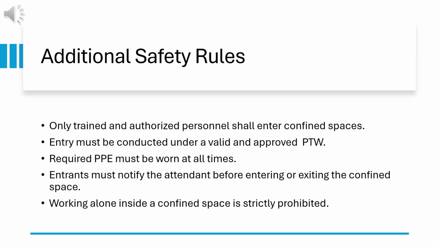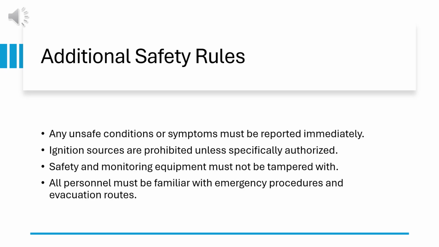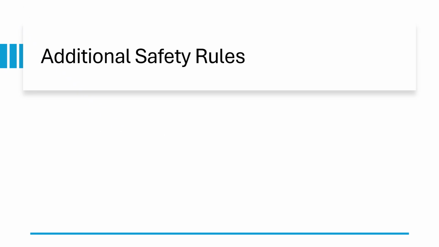Additional safety rules. Only trained and authorized personnel may enter a confined space. A valid permit is required at all times. Workers must wear the required personal protective equipment. Entrants must report to the attendant before entering or exiting. Working alone is not allowed. Any unsafe conditions or symptoms must be reported immediately. Ignition sources and gas cylinders are prohibited unless specifically authorized.